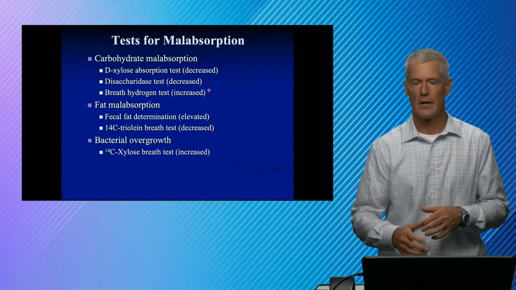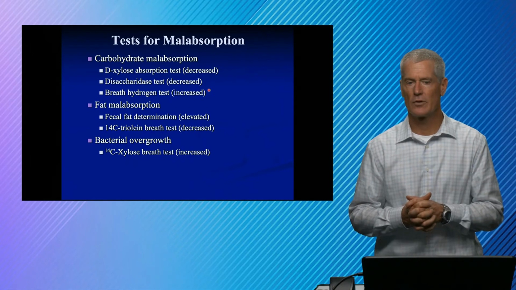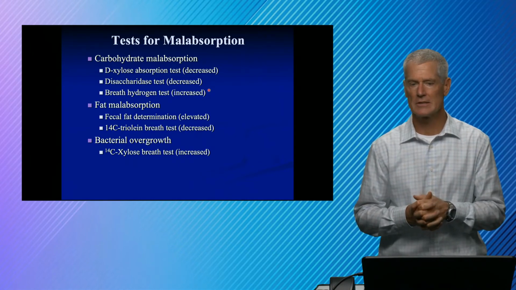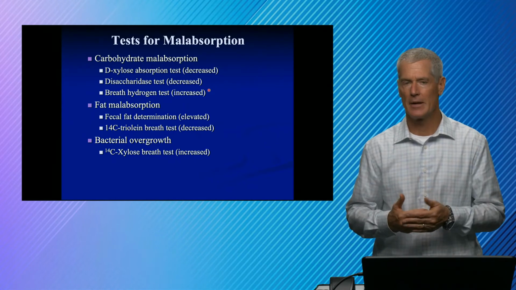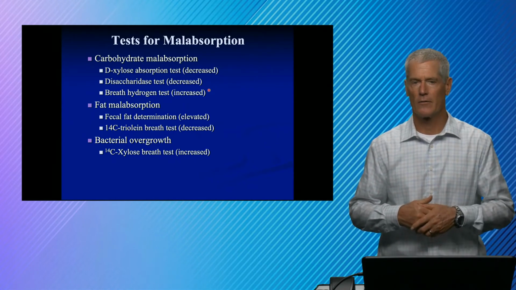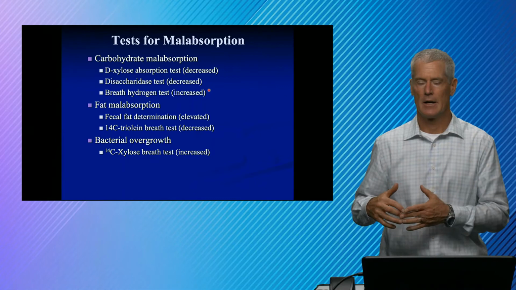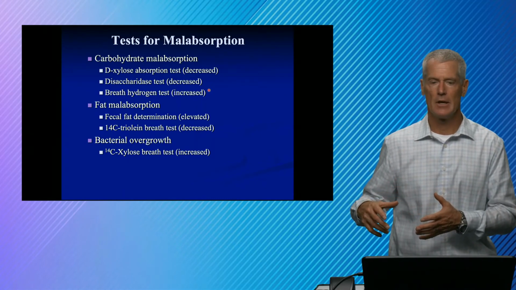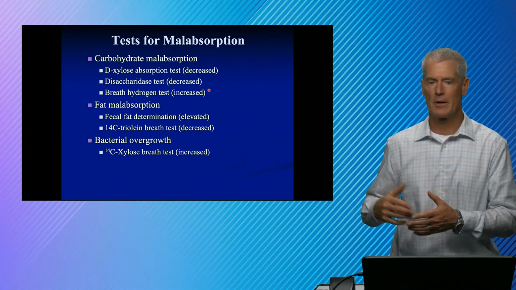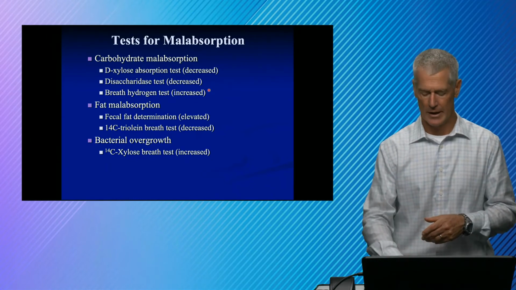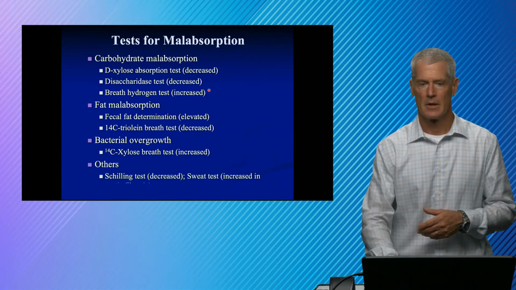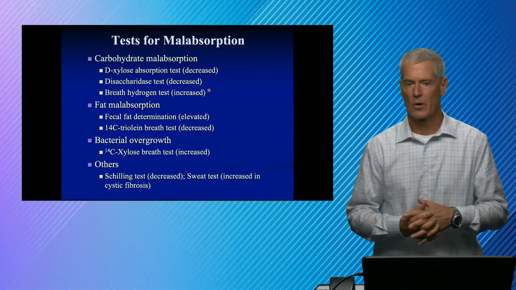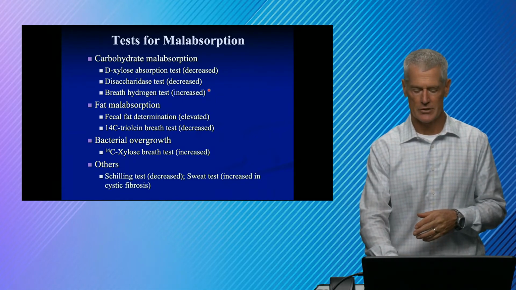Bacterial overgrowth, a C14 xylose breath test. So again, d-xylose, we don't typically metabolize it in mammalian cells, but if you have bacterial overgrowth, then the bacteria will metabolize the xylose, and you will get an increase of CO2 containing C14. Others are the Shilling's test that we're going to talk about, the sweat test for cystic fibrosis.